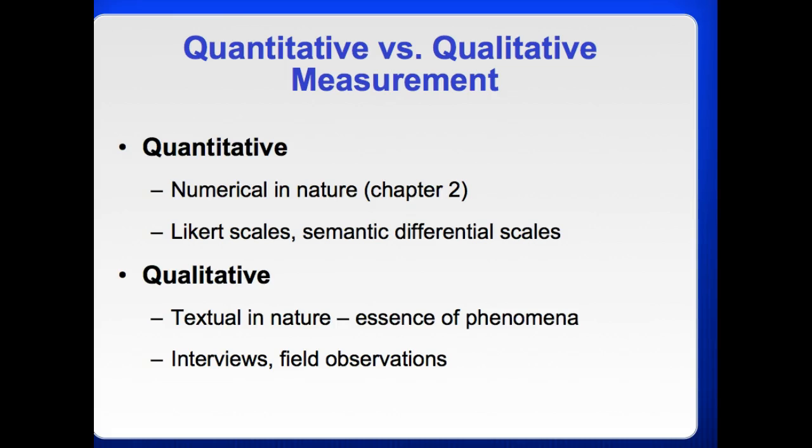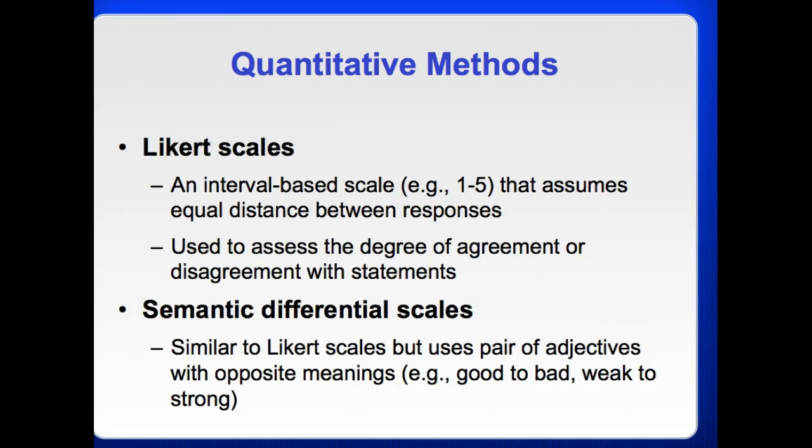Quantitative versus qualitative measurement. Quantitative is numerical in nature, such as Likert scales and semantic differential scales, and the qualitative is textual in nature, getting a sense of a phenomenon. Interviews and field observations are included in that.